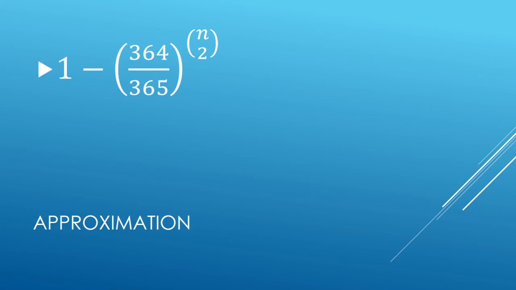We can approximate our formula as follows. We can take 1 minus the quantity 364 divided by 365 raised to the n choose 2 power. So notice the exponent is a combination. And we can also represent it by square root of n. Now, square root of n isn't the greatest approximation, but it's still decent.